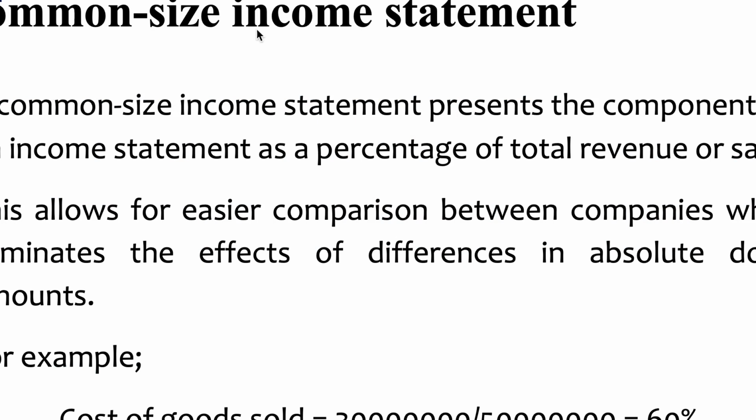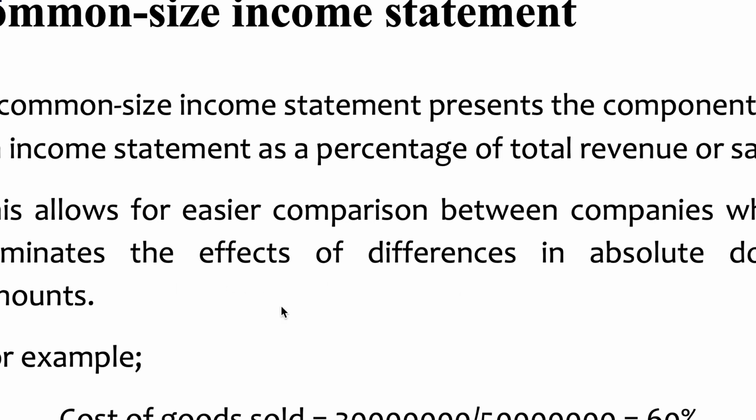Then for common size income statement, we present the components of the income statement as a percent of total revenue or sales. So when you take every item in the income statement, you divide it by the total sales, then you have expressed it as a common size income statement. So it allows for easier comparison between companies, and it eliminates the effect of differences in absolute dollar terms.